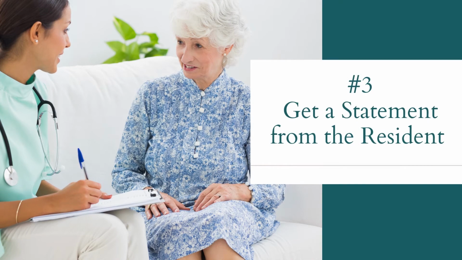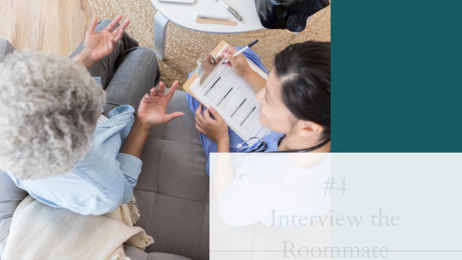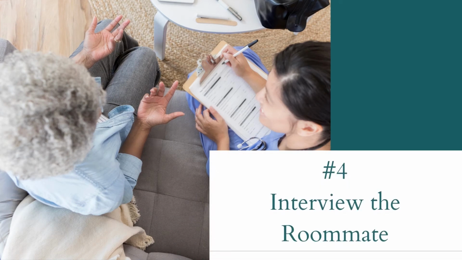Then you get a statement from the resident. Ask the resident what really happened. After the resident tells you what happened, you talk to the roommate, because most of the time I've noticed that people always forget to talk to the roommate. If the roommate is interviewable, but if the roommate cannot recollect what happened, then there's no need. You just document that the roommate is not interviewable. Although sometimes we may think that the roommate doesn't know what's going on, they can tell you what happened.